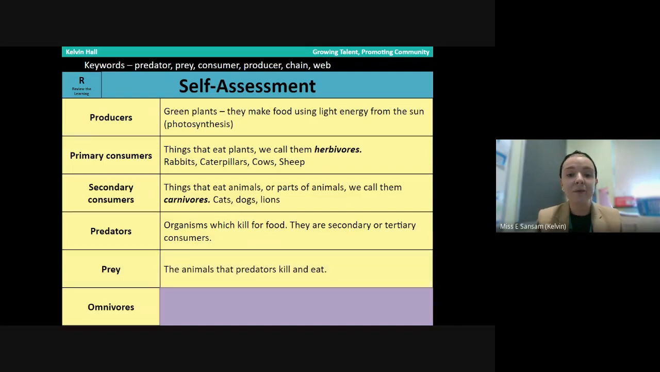Prey are the animals that predators kill and eat. And hopefully we've heard of omnivores before, and they are animals that eat both plants and animals. It's like most humans. Most humans are omnivores. We eat a mixture of both plants and animals. Give yourself a score out of 6. Hopefully we got 6 out of 6. If you did, fantastic, well done. If you didn't, don't worry. Hopefully you understand these definitions now and you understand where you went wrong.